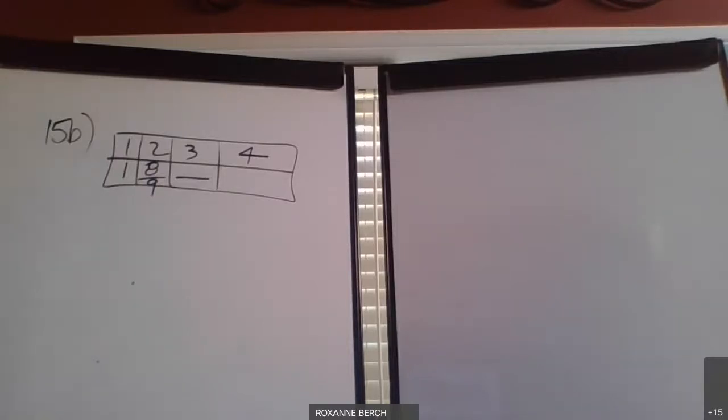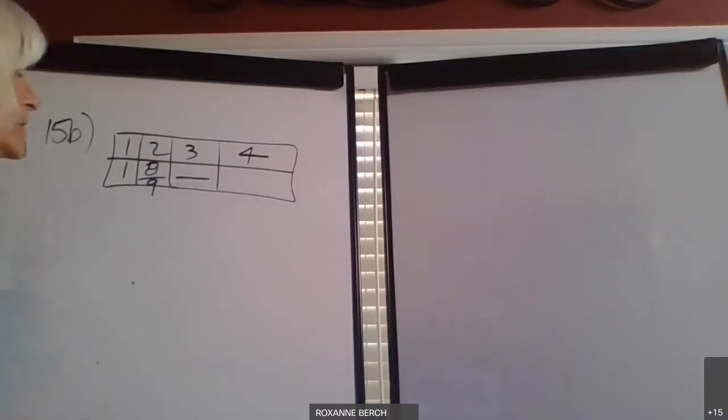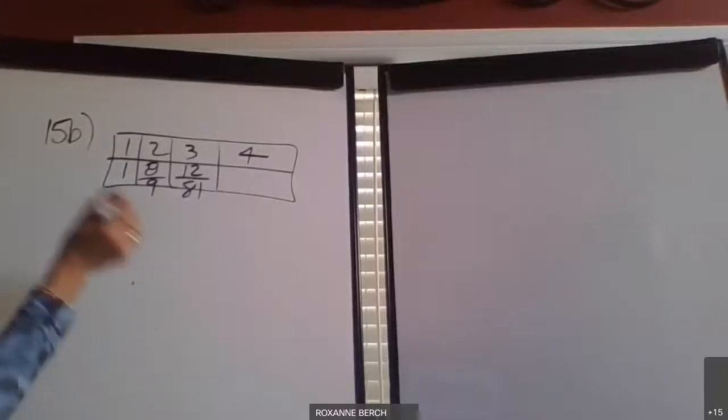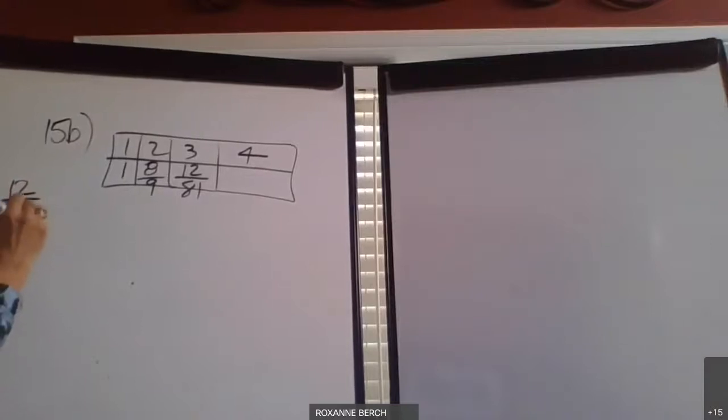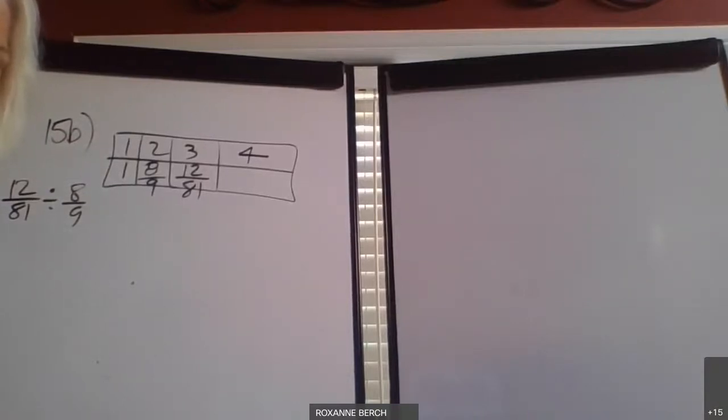Did you figure it out? I don't know if it's right, but I got 12 over 81. 12 over 81. Well, let's just see if it's right. You're going to take 12 over 81 and divide by 8/9, and you should come up with a common ratio of 8/9, if we did it right. See, we're just trying to find the common ratio.